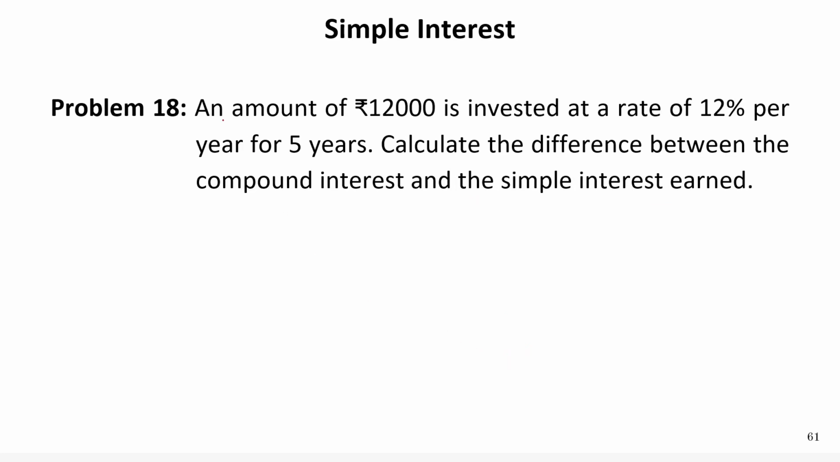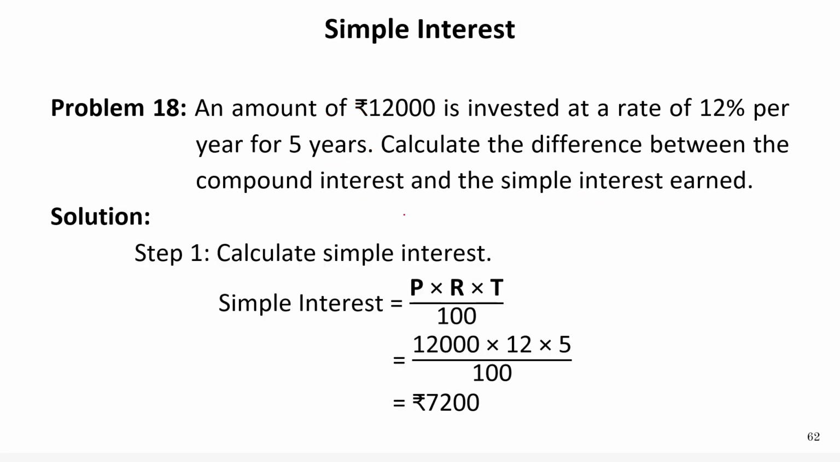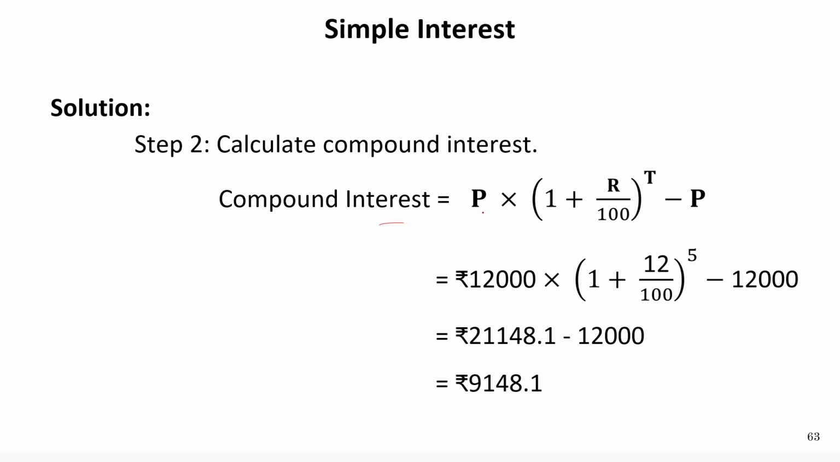Okay. So let's see problem number 18. The amount 12,000 is invested at a rate of 12% per year for 5 years. Then calculate the difference between the compound interest and the simple interest earned. Simple interest is equal to PRT by 100, that is 12,000 into 12 into 5 by 100, which is 7200. And compound interest is equal to P into (1 plus R by 100) whole power T minus P.